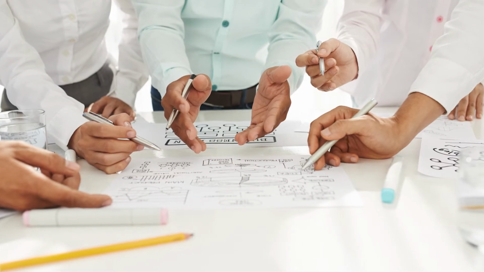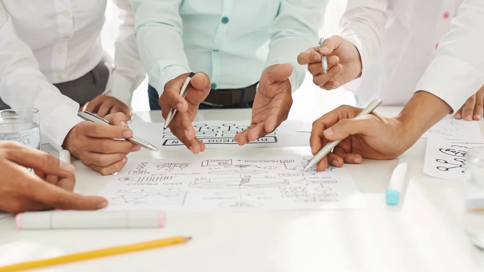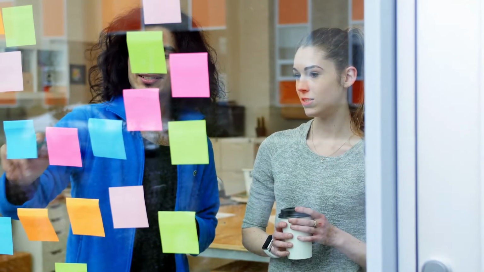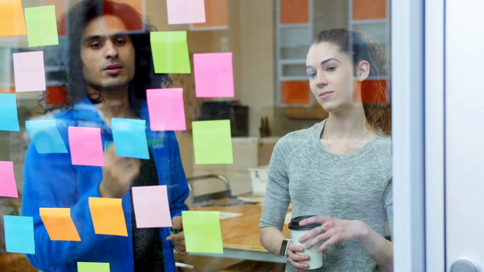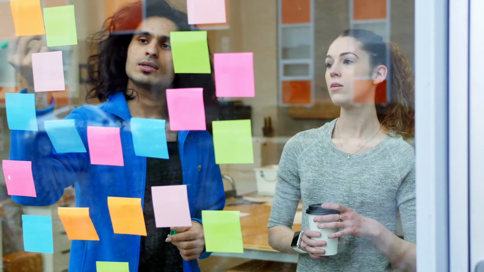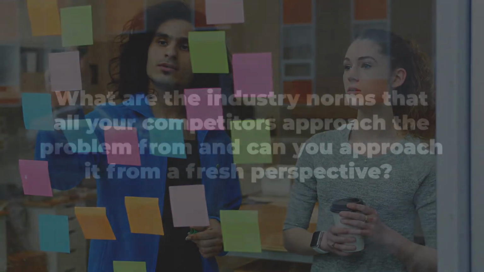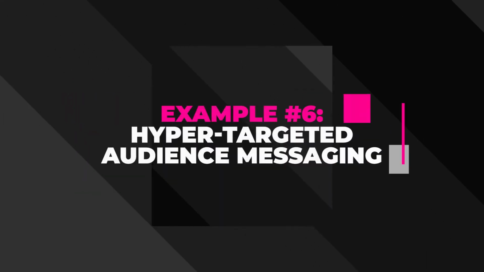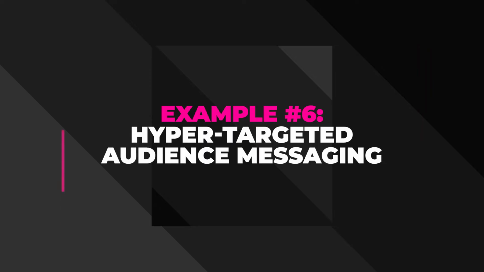Number 5, alternative approach. Now, many businesses within a given sector often have a similar approach to solving a problem. And brands that can break industry norms and approach the problem from a different perspective with a different approach identify as innovative. What are the industry norms that all your competitors approach the problem from, and can you approach it from a fresh perspective?